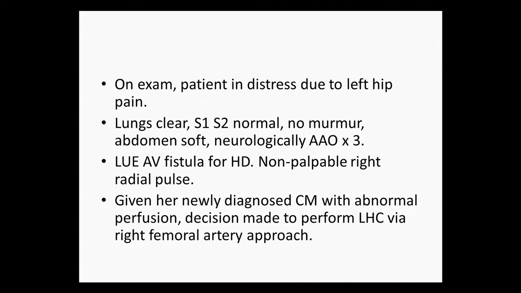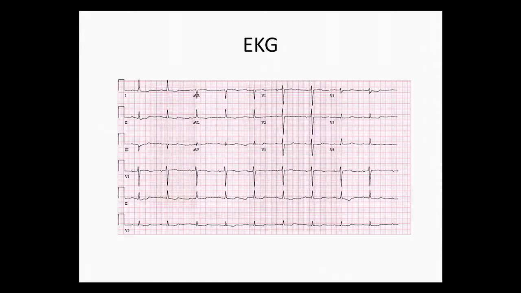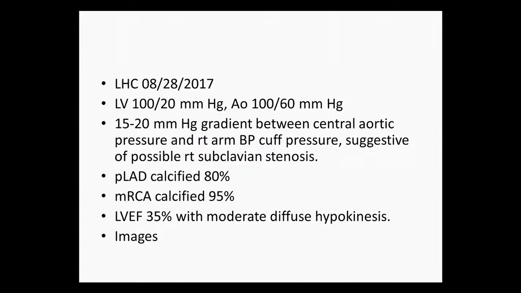Given the fact that she had a newly diagnosed cardiomyopathy with abnormal perfusion, and she was probably going to need some surgery for her hip fracture, we decided to go ahead and perform a diagnostic left heart cath via right femoral artery approach. This was her ECG on presentation, really unremarkable. On the left heart cath hemodynamics, there was no gradient between the LV and AO. She did have a 15 to 20 millimeter gradient between her central aortic pressure and her right arm BP cuff pressure, suggesting some degree of possible right subclavian stenosis.